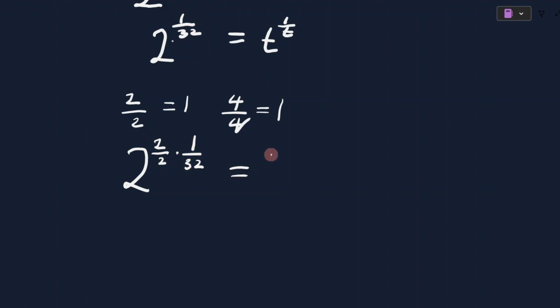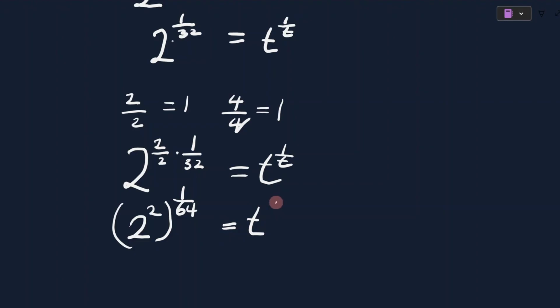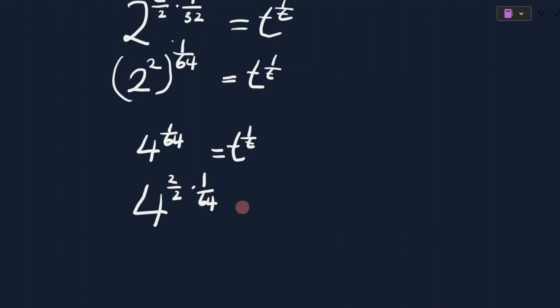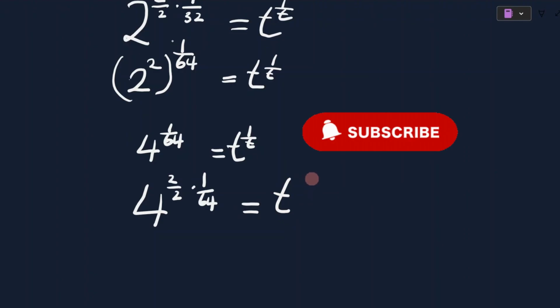And it is equal to t raised to power 1 over t. And this can be written as 2 raised to power 2, bracket. When 2 multiplies 32, we have 1 over 64, which is equal to t raised to power 1 over t. 2 raised to power 2 is 4. And when it multiplies 1, we now have 4 raised to power 1 over 64, which is equal to t raised to power 1 over t. Remember, this can also be written as 4 raised to power 2 over 2, which multiply 1 over 64, and it is equal to t raised to power 1 over t.